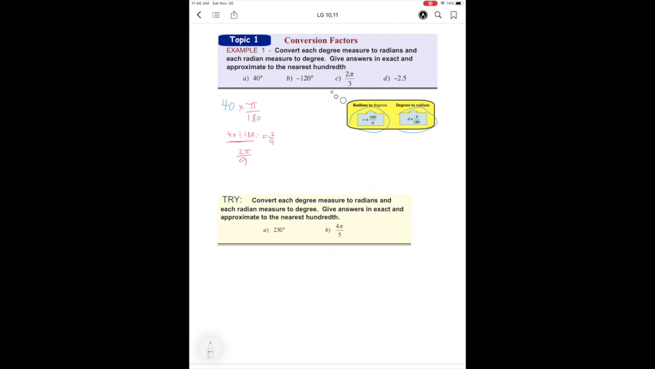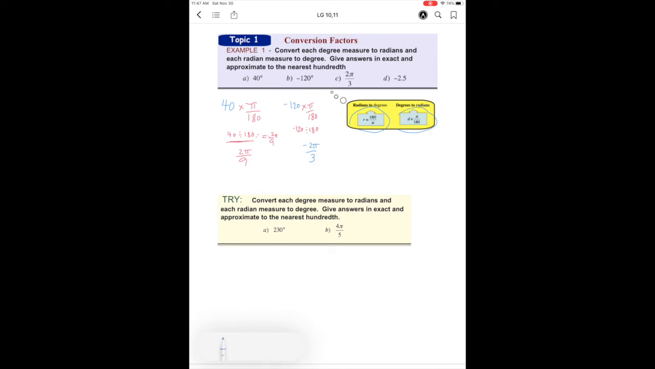Because this right here equals 2 over 9. And you just add the pi. All right, so now we are going to do negative 120. Same thing. We are going to multiply it by pi over 180. Put negative 120 divided by 180. And then convert it into a fraction. And we get an answer of negative 2 pi over 3.